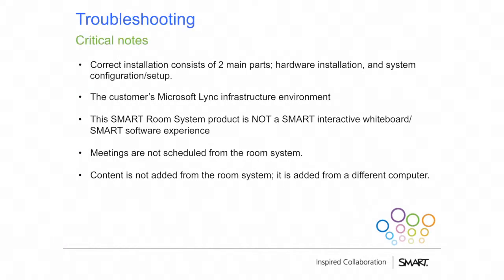When it comes to troubleshooting, here are some critical notes that you should be aware of. First, the correct installation consists of two main parts, the hardware installation and the system configuration setup. The customer is in a Microsoft Lync infrastructure environment. The Smart Room System product is not a Smart interactive whiteboard or a Smart software experience. Meetings are not scheduled from the room system, but through the Lync server. And content is not added from the room system, it is added by a different computer.